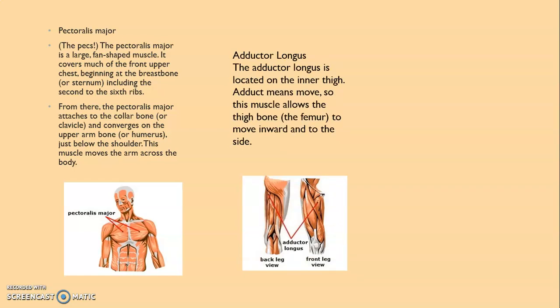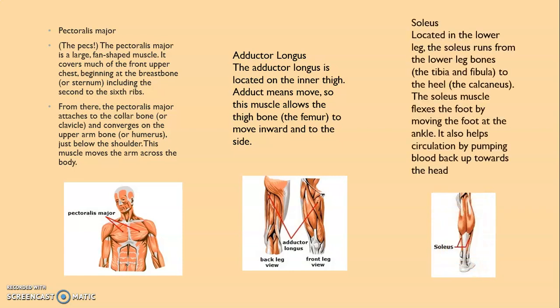Adductor longus. The adductor longus is located on the inner thigh. Adduct means to move toward, so this muscle allows the thigh bone, the femur, to move inward and to the side. Soleus, located in the lower leg. The soleus runs from the lower leg bone to the heel. The soleus muscle flexes the foot by moving the foot at the ankle. It also helps circulation by pumping blood back up toward the heart.